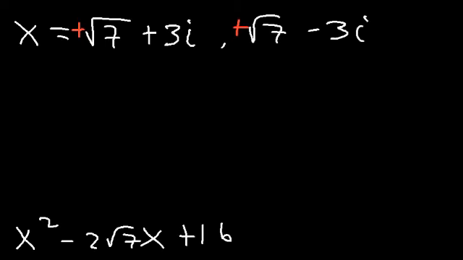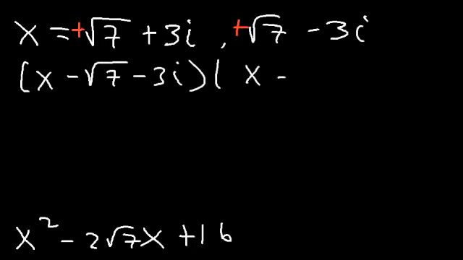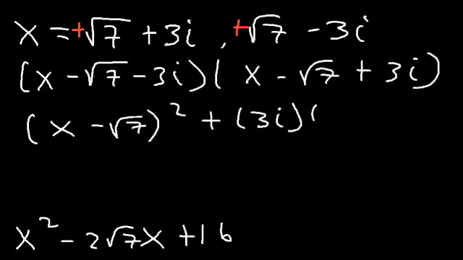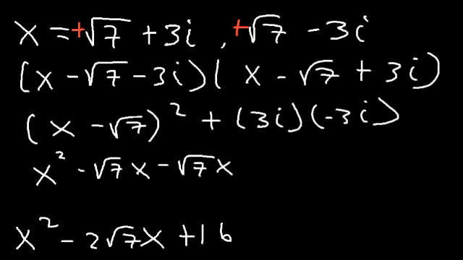Now let's get the same answer using the other technique. In factored form, it was x minus root 7 minus 3i times x minus root 7 plus 3i. So this is equivalent to x minus root 7 squared, and then plus 3i times -3i. So x minus root 7 times x minus root 7 is going to be x squared minus root 7x minus another root 7x. And negative root 7 times negative root 7 is positive 7. And 3i times -3i is -9i squared.